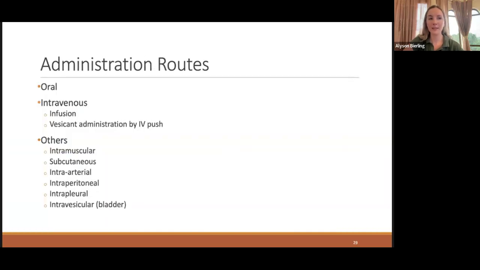So chemotherapy can be administered by various routes. Some chemotherapies are administered orally. Some are administered intravenously, and there's various ways they can be given intravenously. And then there's a whole list here of other administration routes, which for the time being will not be used in your setting. So we'll focus on oral and intravenous routes.